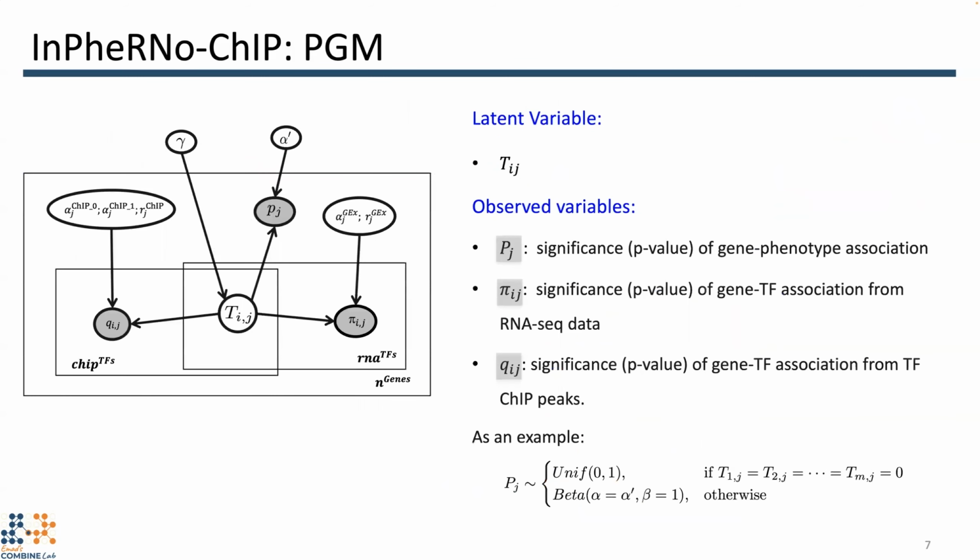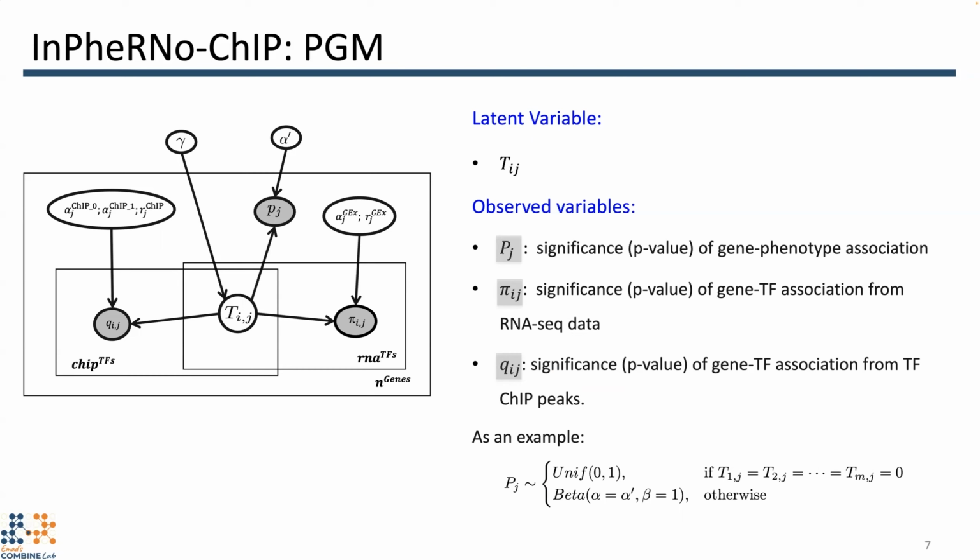After that, we define 3 sets of observed variables in the PGM. Pj is a random variable that shows the significance of the association between every gene and its phenotypic label. P-ij is a random variable that shows the significance of gene-TF association from RNA-seq data while considering the effects of all other TFs. Qij is a random variable that shows the significance of gene-TF association from the binding peaks of TF ChIP-seq data.